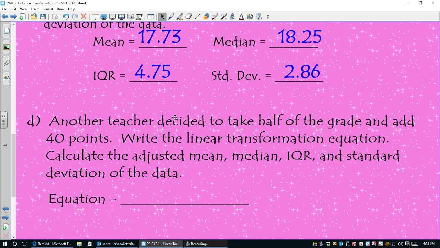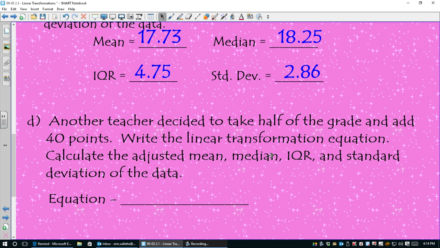So first, they took the grade of x and took half of it, so multiplied it by 0.5 or 1/2, and then added 40 points. So we have two transformations occurring. The mean and the median, being their center values, will be affected by both of those changes.